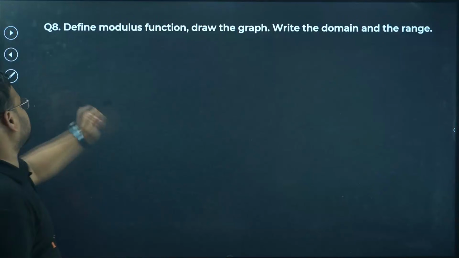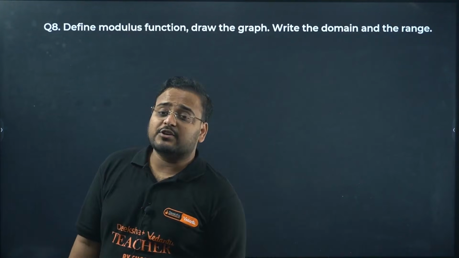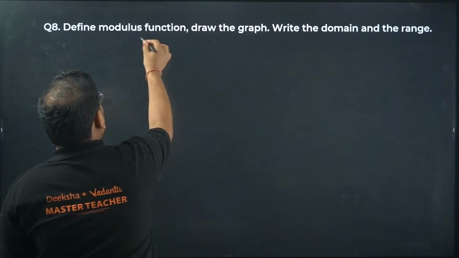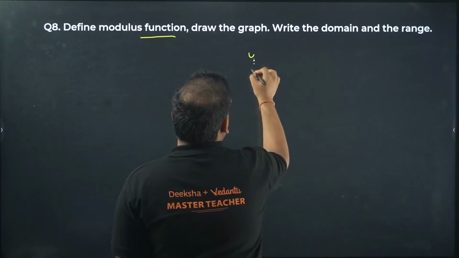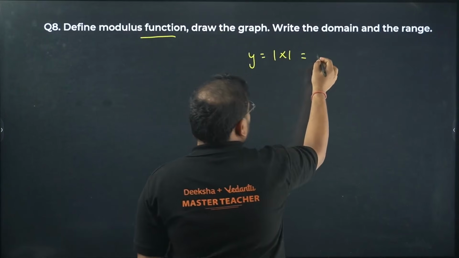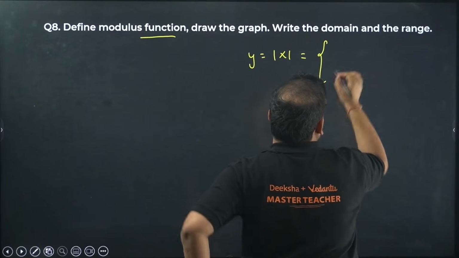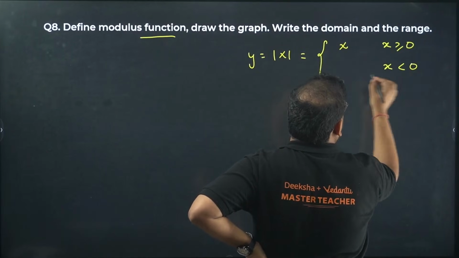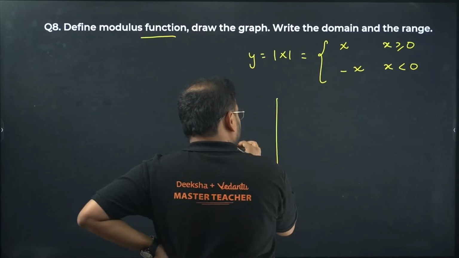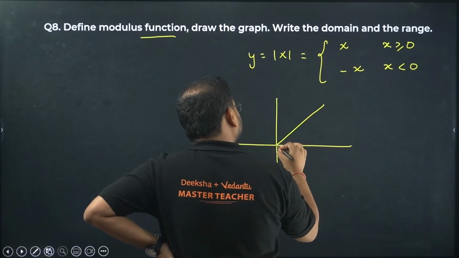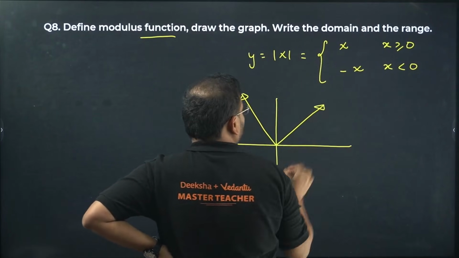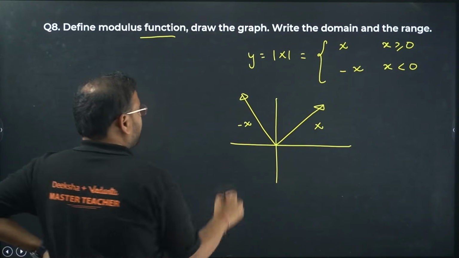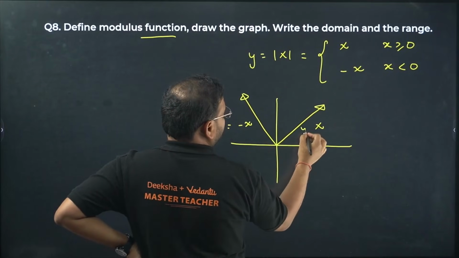Okay, next, come on. Define modulus function, draw the graph, find, and as I said, a question from your modulus function will come. Modulus function is y equal to mod of x, defined like this: plus x for all x more than 0, and for all x less than 0, minus x. The function goes like this, graphically. This is the plus x curve, this is the minus x curve, right? Y equal to minus x, and this is y equal to plus x.